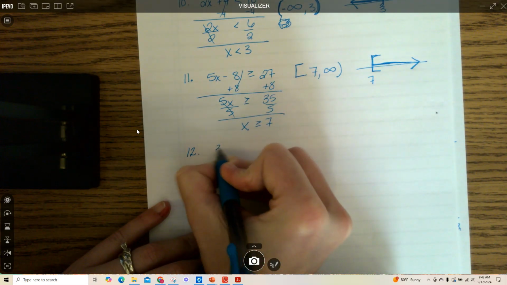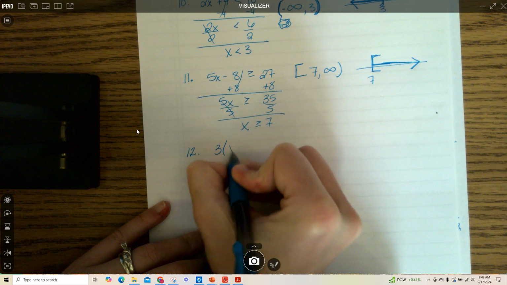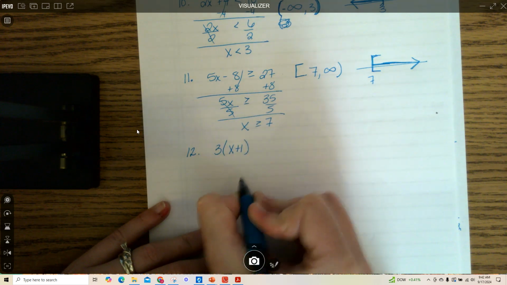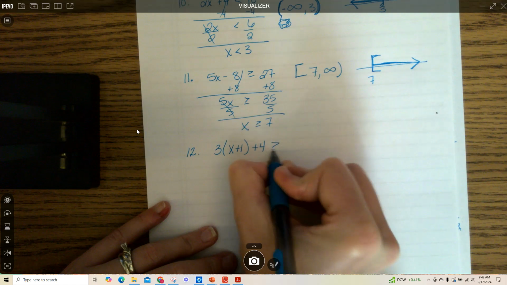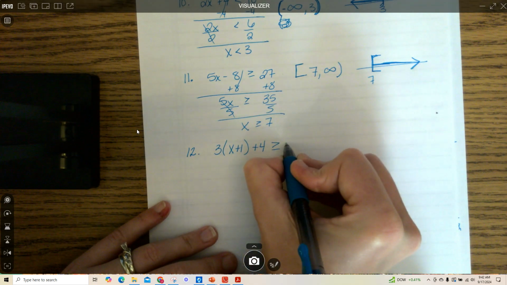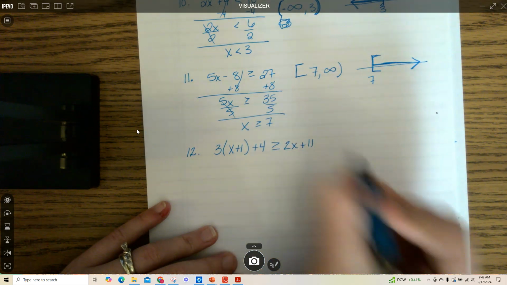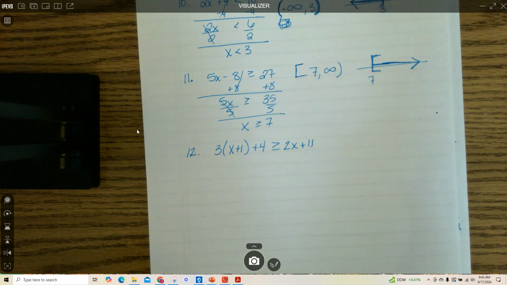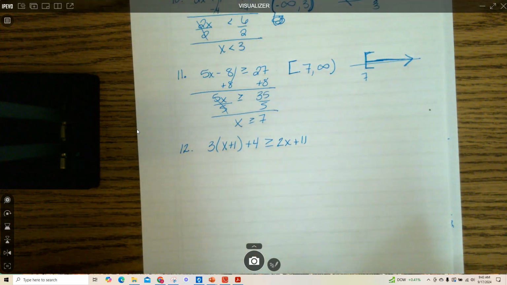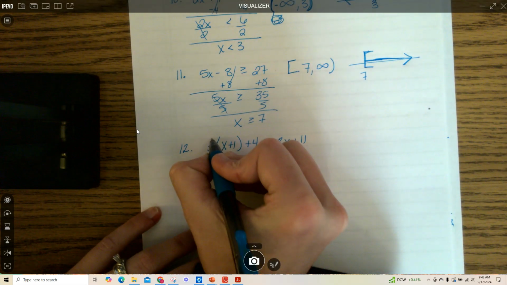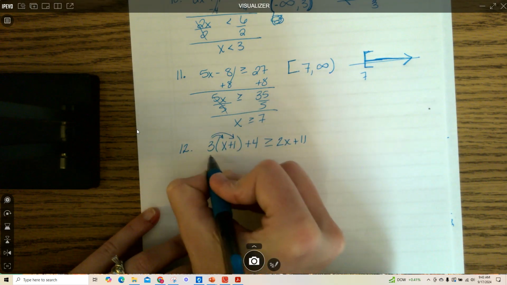3 open parenthesis x plus 1 close, plus 4, is greater than or equal to 2x plus 11. Would help if you could see. Does that look right? Yes. Okay. I'm going to distribute.